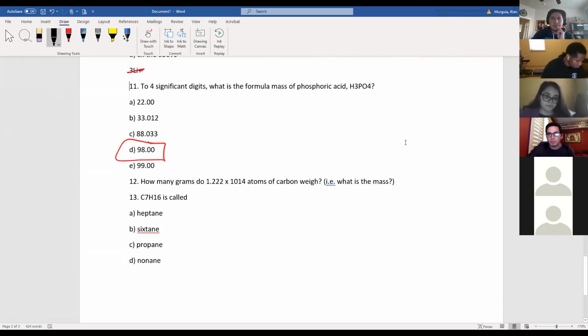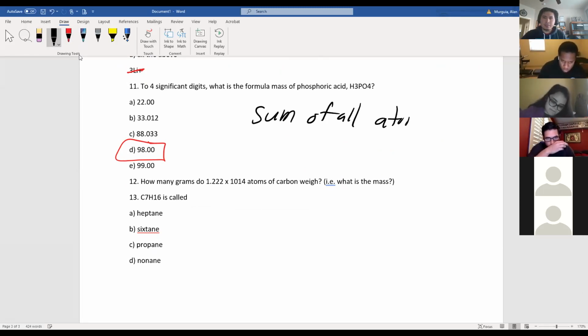So are there any questions or concerns right now? No? Okay, perfect. Just a quick reminder for finding the molar mass or the formula mass of a compound: it's the sum of all atoms in the molecule.